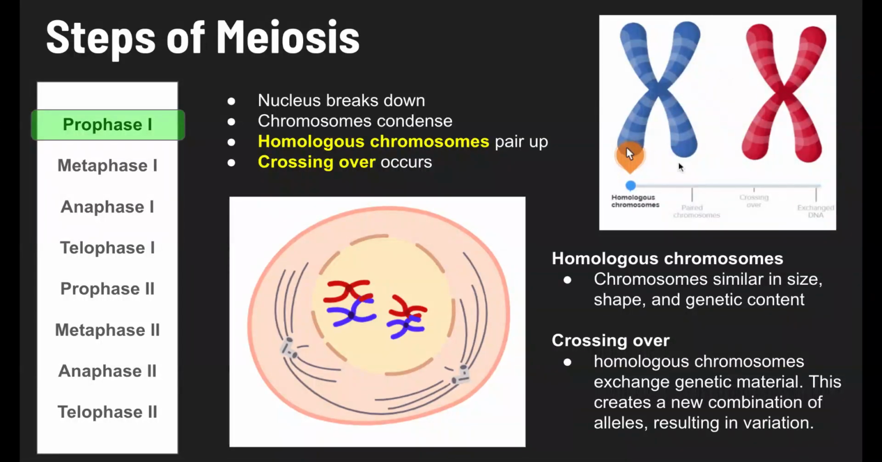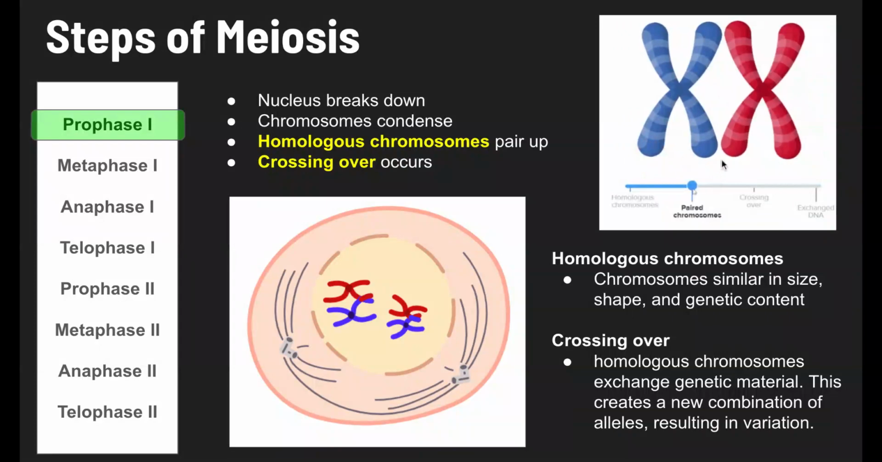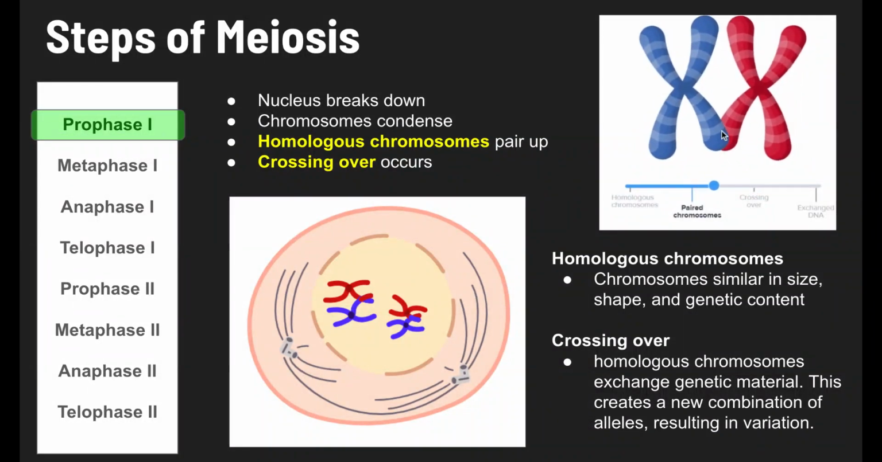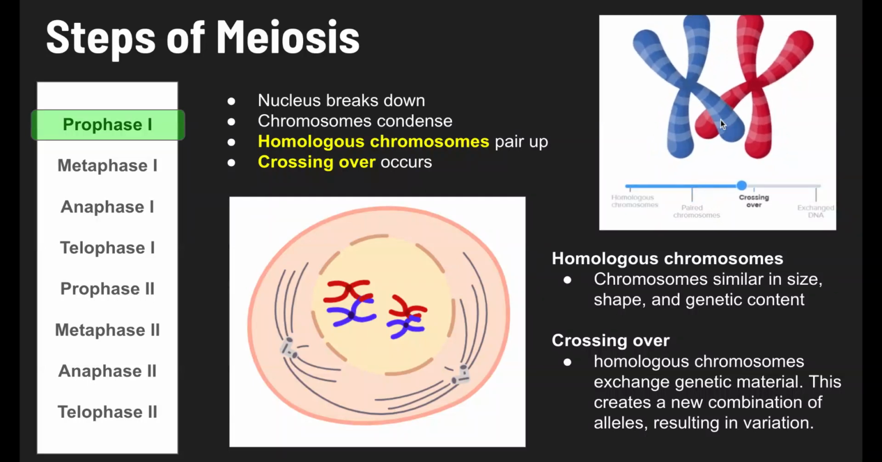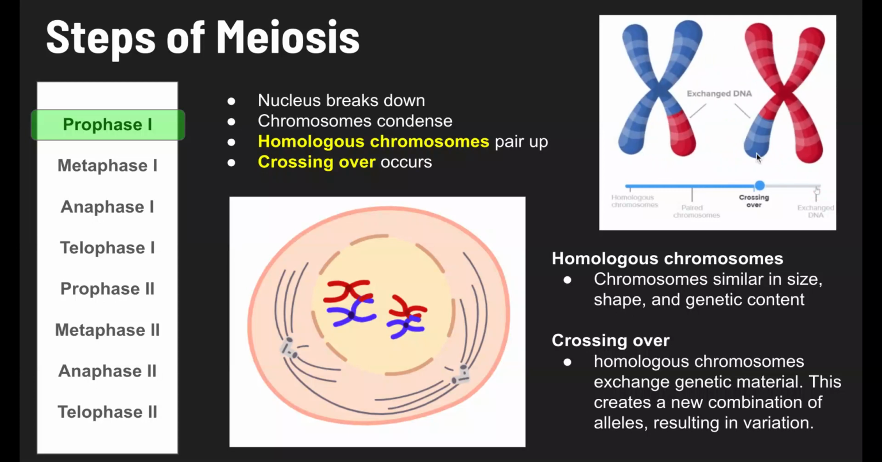So up here, in this top right corner, I'm going to show you a crossing over event. So here we formed a homologous pair. Notice that the ends are going to overlap and they'll actually swap places. They exchange material. And so now you have new alleles on this chromosome and you have some new alleles on this chromosome. That's going to lead to variation.